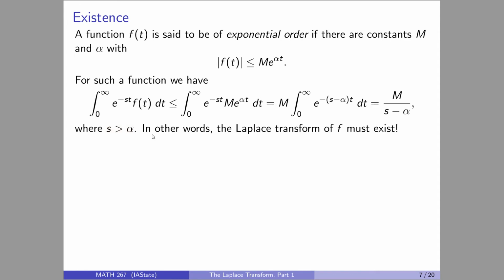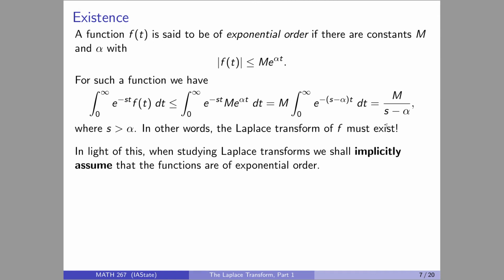So in other words, if you're of exponential order, your Laplace transform exists, and depending on the constant you get up here, that'll tell you s values that are legitimate. So as long as you can bound this integral, you know that it actually has to exist. So there we go. With that being said, from this point forward, anytime we study a function and we're talking about its Laplace transform, the assumption here is that it is of exponential order.